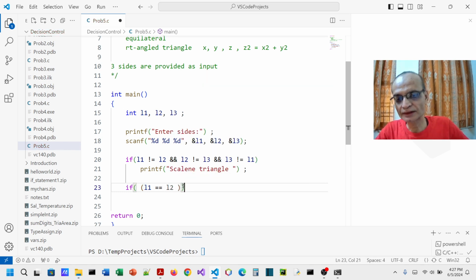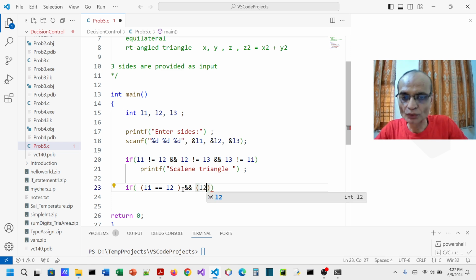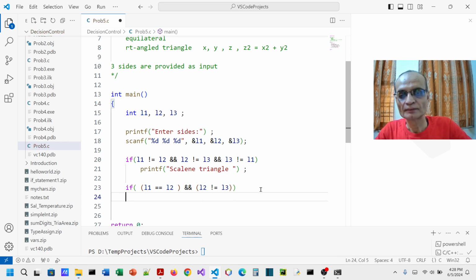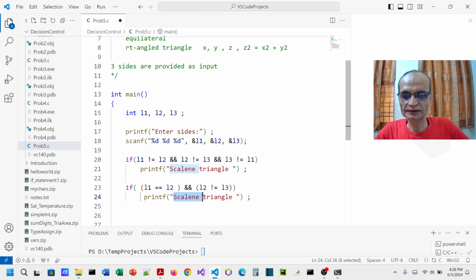However, when I say L1 is equal to L2, then I have to obviously say that L2 is not equal to L3. Okay, why? Because only two sides are equal. It is the isosceles triangle. So here we are considering L1 and L2. Okay, so let me just copy this, and here we will say isosceles. Okay, so isosceles is not an issue.